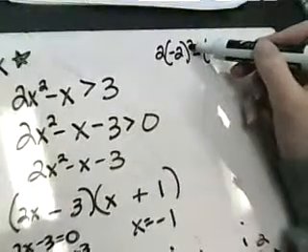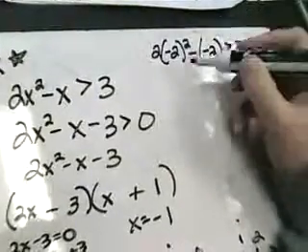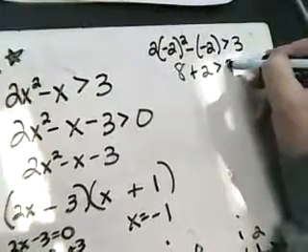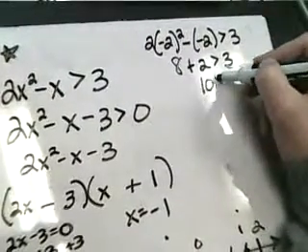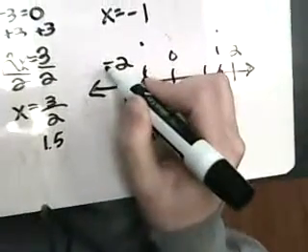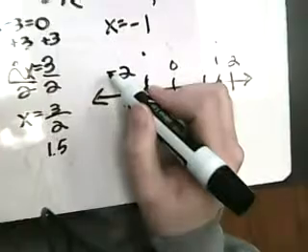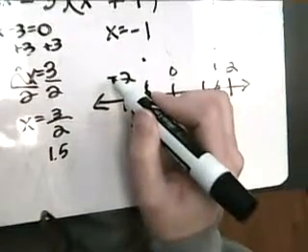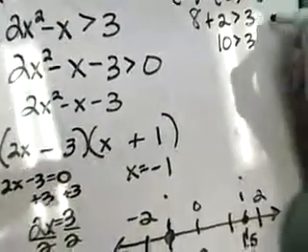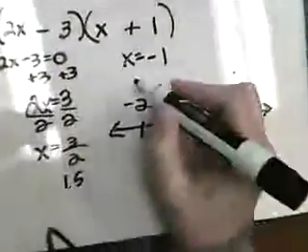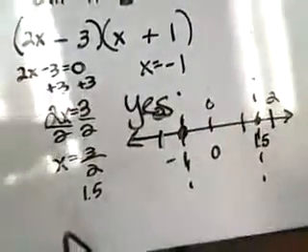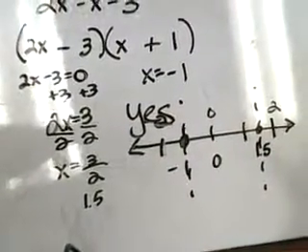Well, negative 2 squared would be 4, times 2 is 8. 2 negatives would make a positive 2. Of course, 8 plus 2 is 10, so is 10 greater than 3? No. That means this whole... oh, heck. Is 10 greater than 3? Yes. Sorry. So that means this whole piece right here, anything to the left of negative 1, should be yes.